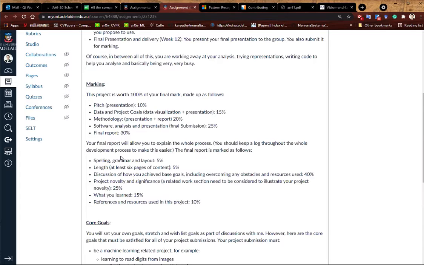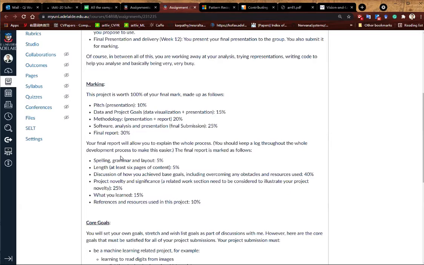Last year, some students asked me whether they can adjust their goals in the middle. Yes. For example, in the pitch step, you define a good problem, but later you find that the problem might be too big or too hard to solve. You can adjust it. It's fine. But make sure you write it in the report.